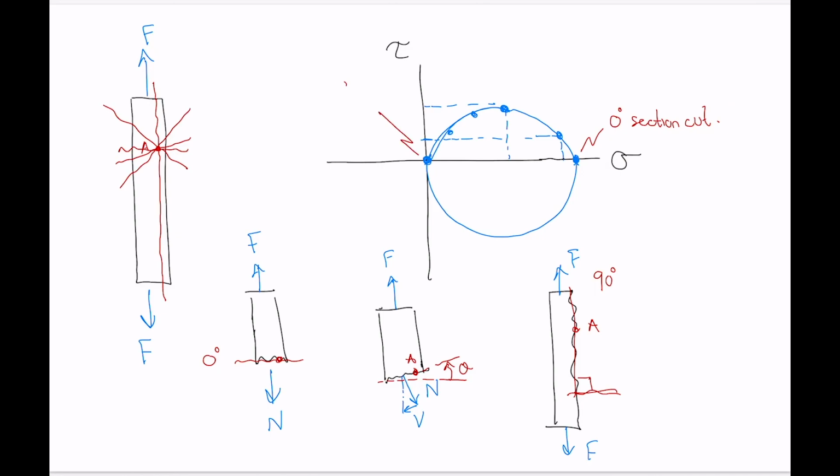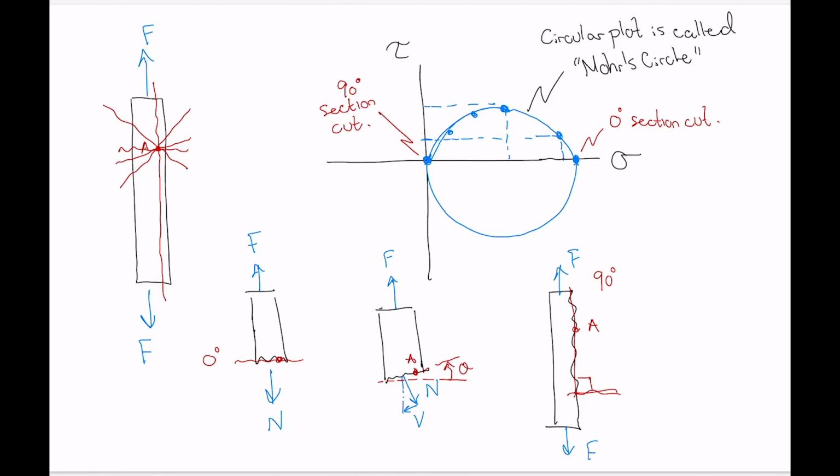So over here, this was our 90-degree section cut. Right, so this circular plot is called Mohr's circle. And what that plot does is the points on the circumference of that circle give you all the possible combinations of normal and shear stress that exist at point A for all different orientations of analysis that you can choose. Okay?